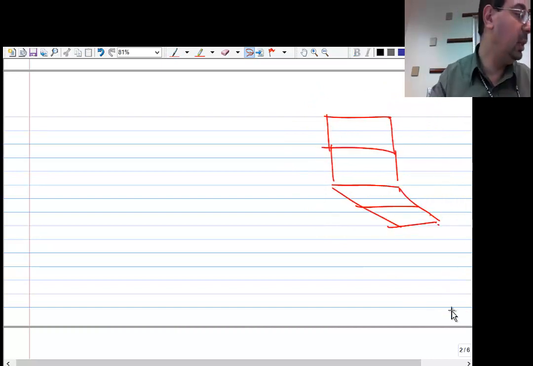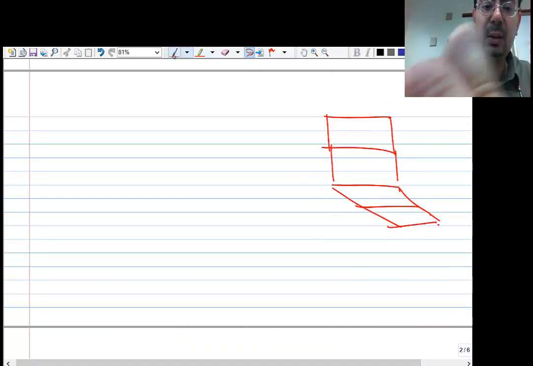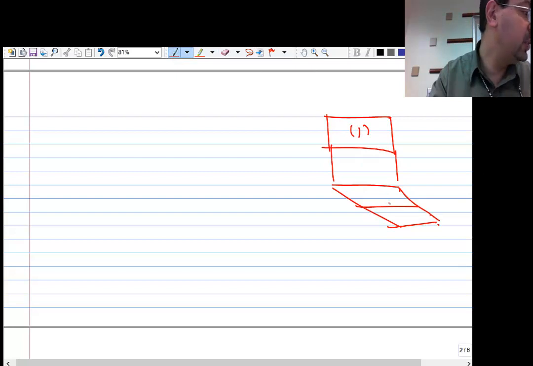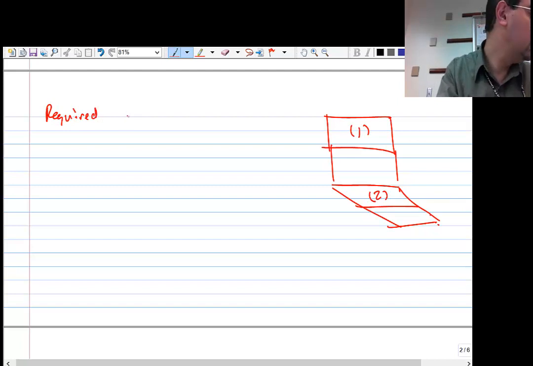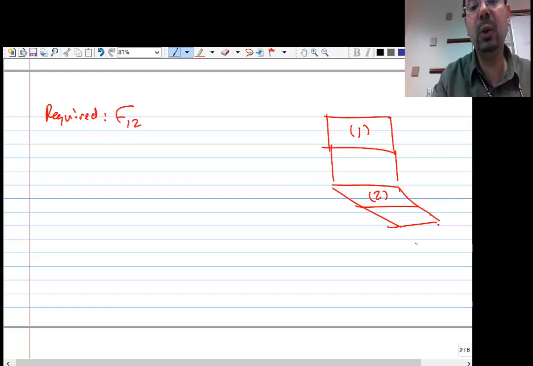So for example, in that homework, here is surface 1, and here is surface 2, and required is F12. How much of the radiation leaving surface 1 will end up hitting surface 2? And he gave us the geometry. So this is 1, 1, 1, 1, and the width is basically 4.